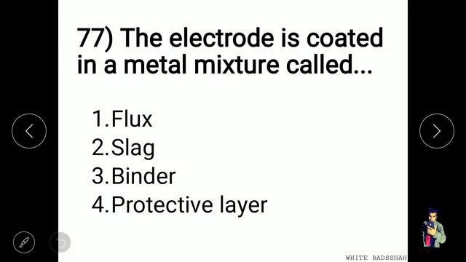The electrode is coated with a metal mixture called flux, not slag, binder or protective layer. It is a flux.